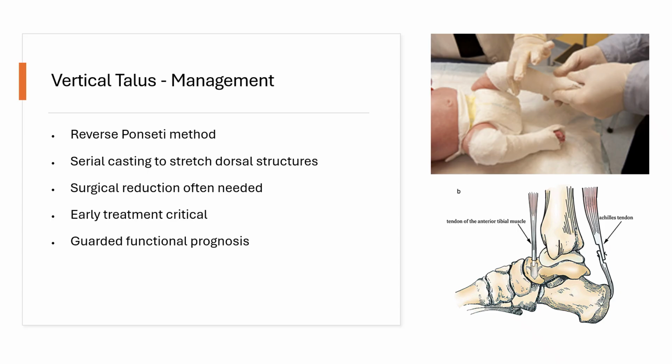The timing of intervention proves critical because delayed treatment allows the abnormal mechanics to become more firmly established, making correction increasingly difficult. Unlike the positioning problems that respond beautifully to conservative treatment, vertical talus carries a guarded functional prognosis even with optimal management. The combination of structural complexity, frequent syndromic associations, and need for surgical intervention makes this condition fundamentally different from other foot deformities, requiring specialized care and realistic expectations about long-term outcomes.